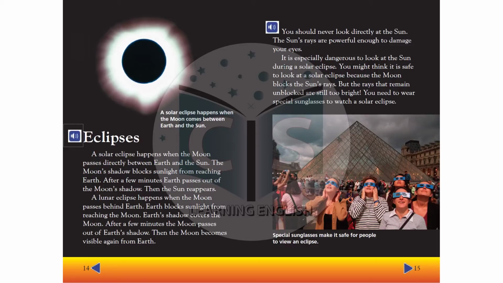A lunar eclipse happens when the moon passes behind Earth. Earth blocks sunlight from reaching the moon. Earth's shadow covers the moon. After a few minutes, the moon passes out of Earth's shadow. Then the moon becomes visible again from Earth.